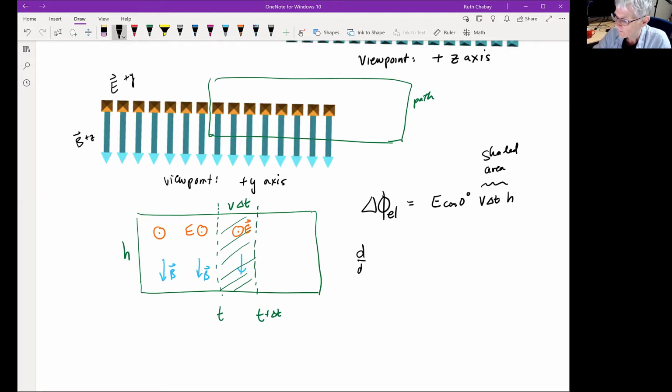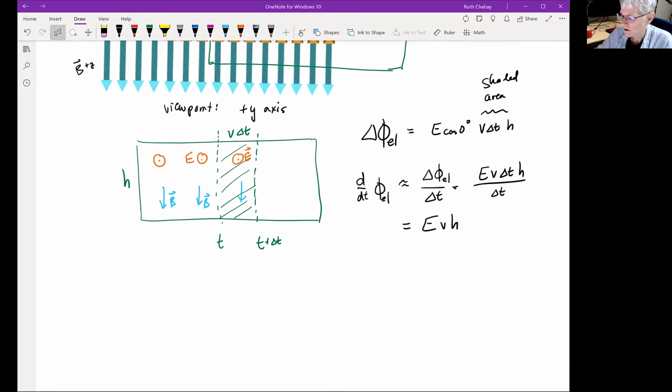And so the rate of change of the electric flux is approximately equal to delta phi over delta t, which is going to be E v delta t h divided by delta t, which gives us E v h. So that's the right-hand side, the dE/dt piece. And of course, there's no current there.